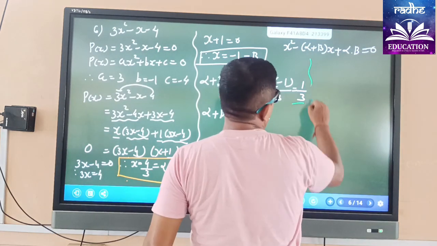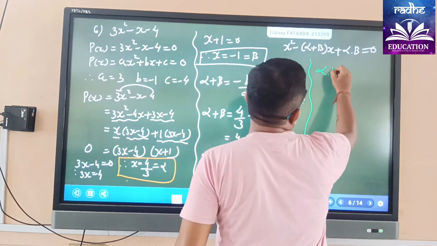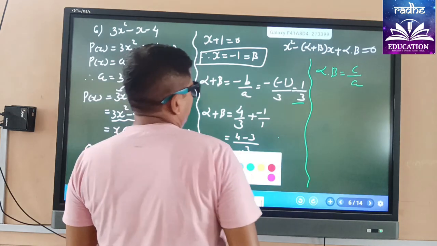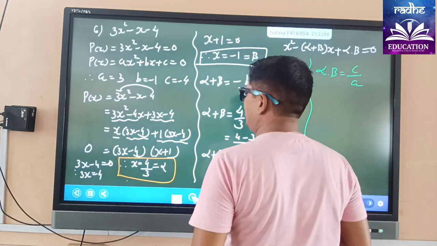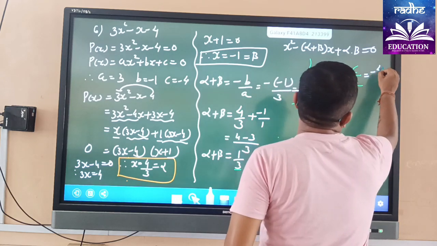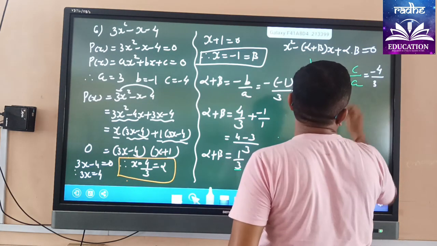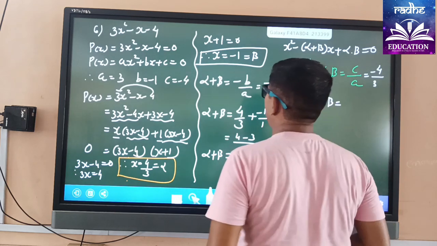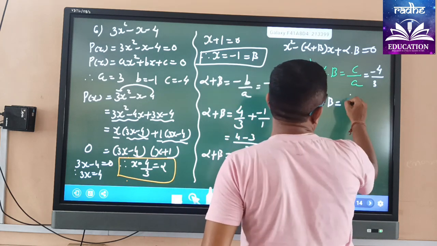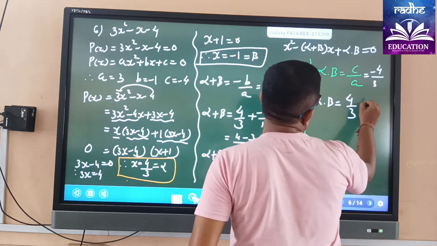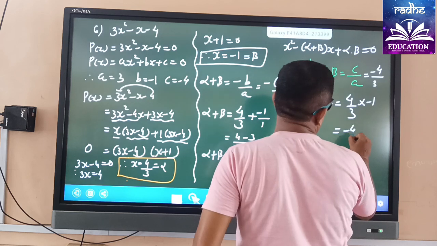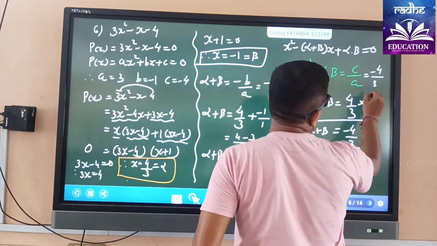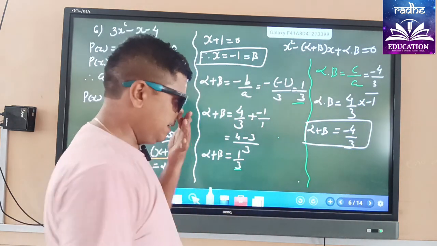Okay. Now we have another thing, that is alpha into beta, that is c by a. Got? Alpha into beta. See, the value of c is given as minus 4 and the value of a is given as 3. So we get minus 4 by 3. Now we will verify with alpha into beta. Alpha value is 4 by 3 and the value of beta is minus 1. So we get here minus 4 by 3. Put it into the bracket and here also. So it is the same. Okay.